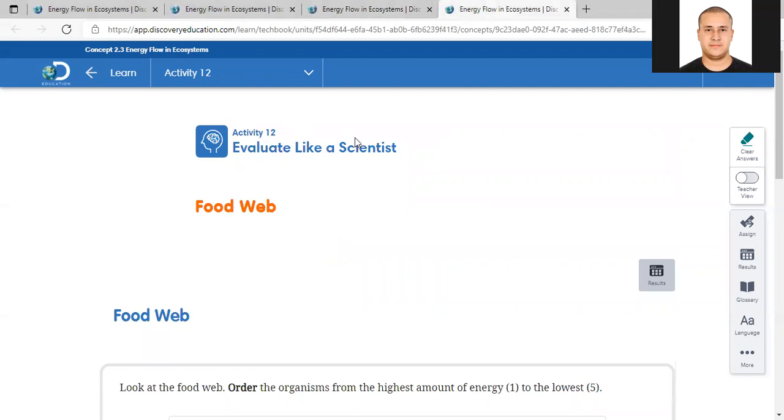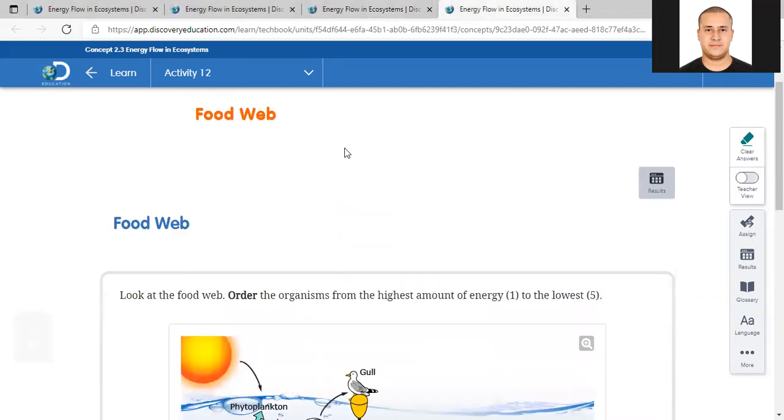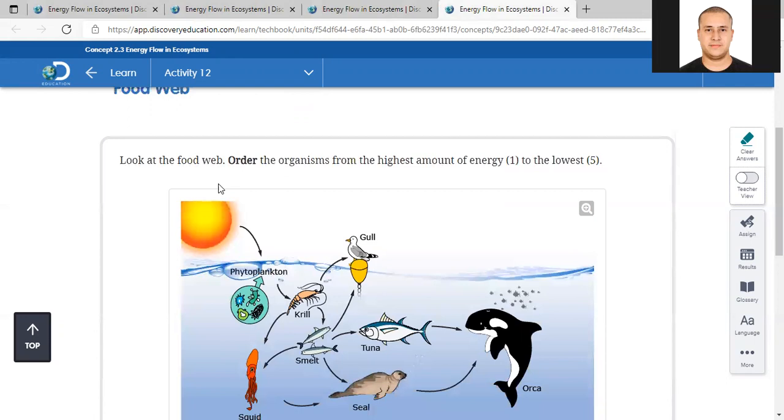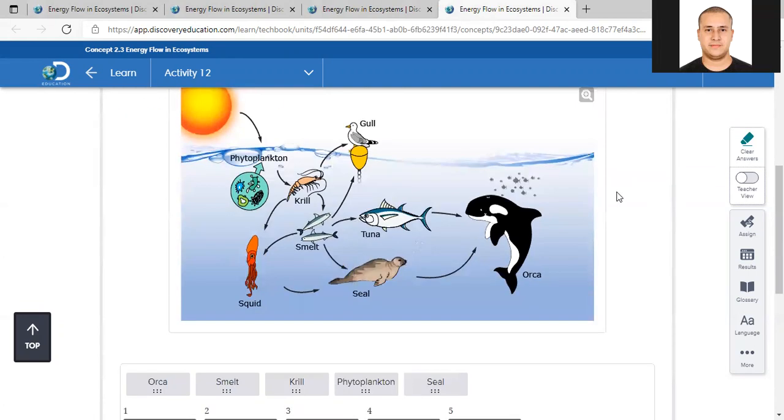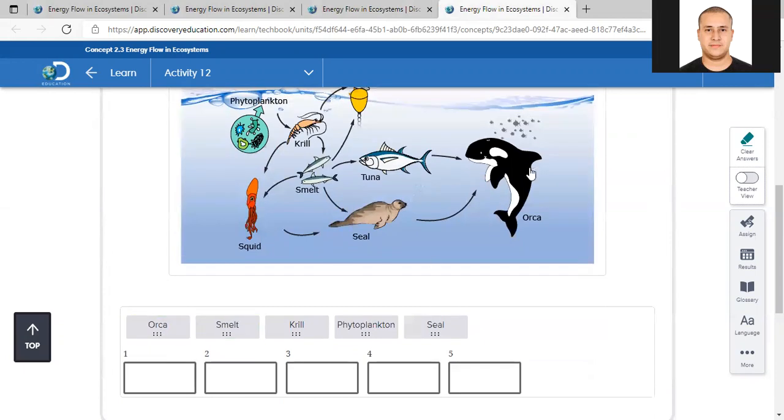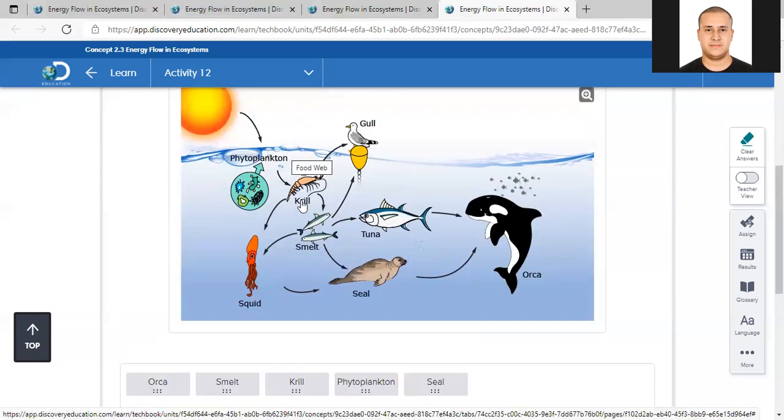This is activity 12. It says evaluate like a scientist. It's a food web. Look at the food web. Order the organisms from the highest amount of energy, 1, to the lowest amount of energy, 5. Here we have orcas. These are the orcas. They are whales. And we have smelt, krill, phytoplankton, and seal. Okay, this is the smelt. This is a seal, phytoplanktons, and we have krill that looks like shrimp.